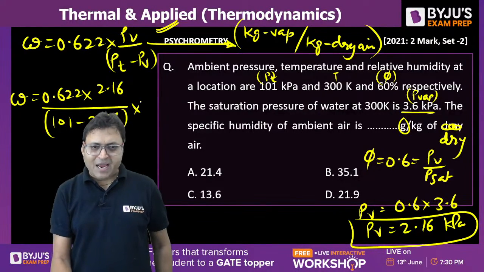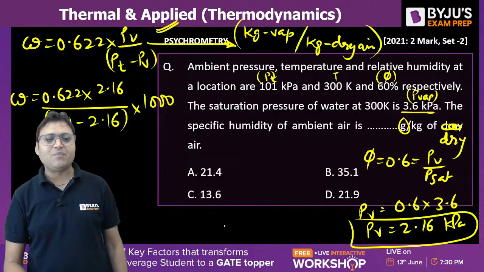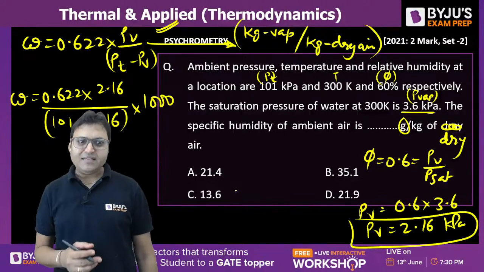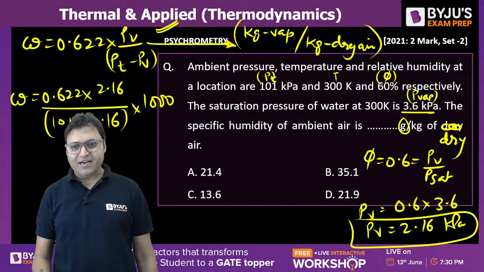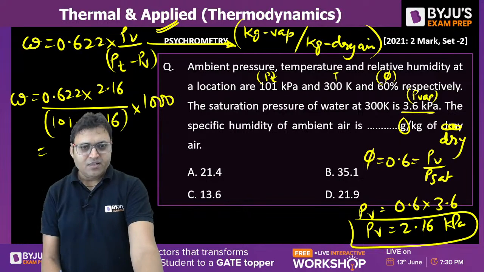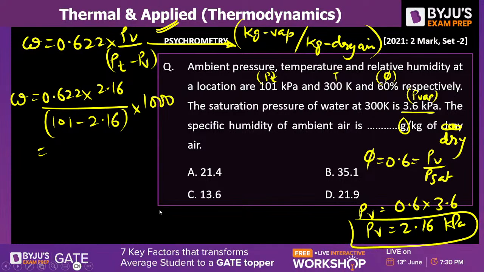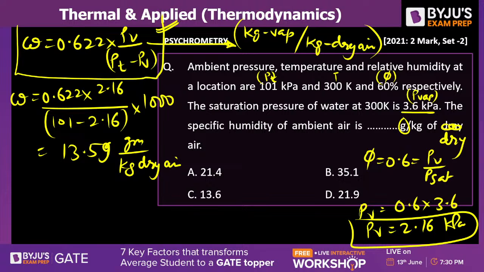2.16 multiplied by 1000. Do not forget to multiply by 1000 to get the final answer in gram per kg of dry air. If you do the calculation correctly, you will end up getting the answer as 13.59. Please do check. 13.59 gram per kg dry air. It is simply formula based. These are the two formulas which are very, very important in psychrometry.